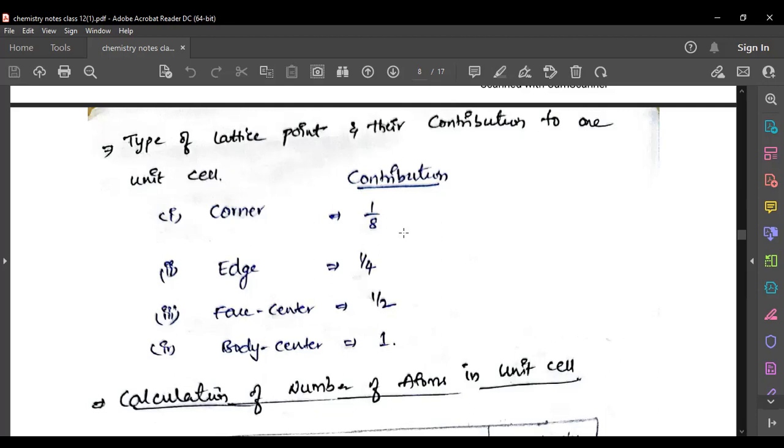So if the atom is at the corner, only 1/8 portion contributes to one unit cell. If the atom is at the edge, only 1/4 portion contributes to the unit cell. If the atom is at the face center, it is only 1/2. If the atom is at the body center, it is 1. Clear?